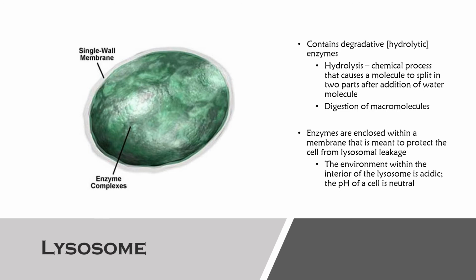These enzymes are enclosed within a membrane, and this membrane is meant to protect the cell from any leakage from the lysosome, because the lysosome environment on the inside, or the interior, is very acidic, but the pH of a cell is fairly neutral, if not alkaline, so it needs to protect the cell from any acidic leakage of the lysosomal interior environment.